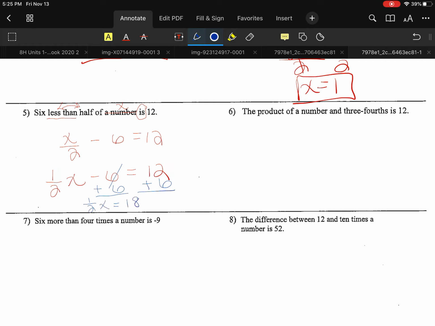I now have 1/2 x equals 18. If I solve the bottom version, the inverse of multiplying by a half is to divide by a half, and I would get x is equal to 36. If I solve the top equation, I'm still going to have to add 6 to both sides. But now I have x over 2 equals 18, and the inverse of dividing by 2 is to multiply by 2. So I'm still going to have x equals 36.